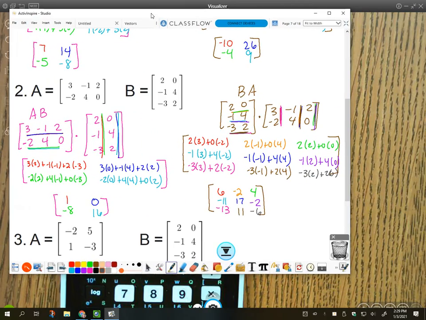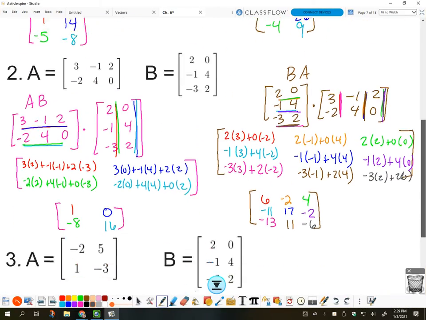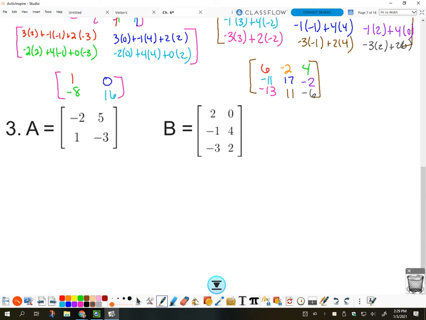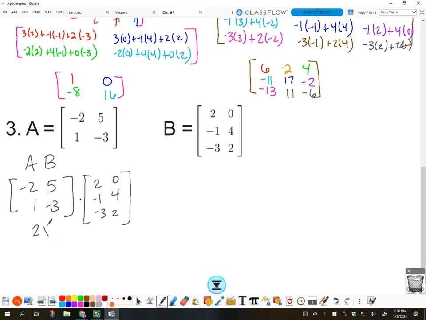Okay, so we have one more example of multiplying. So let's see how this one's going to work. Alright, so if I want to do A times B, so first of all, if we look at A and B, and we check our dimensions correctly. This is easy, it's a 2 by 2. This is a 3 by 2. These do not match. So your answer here is cannot multiply.